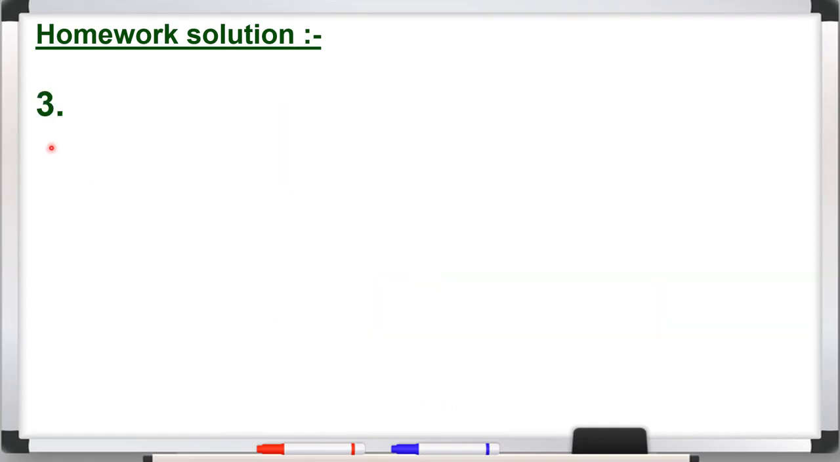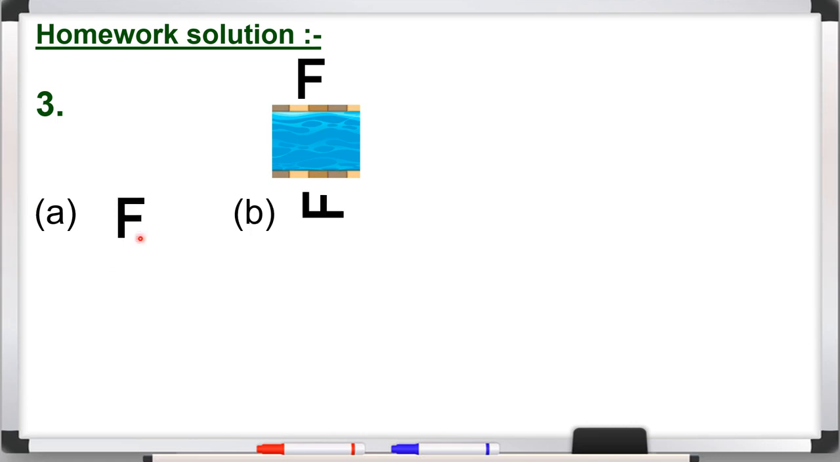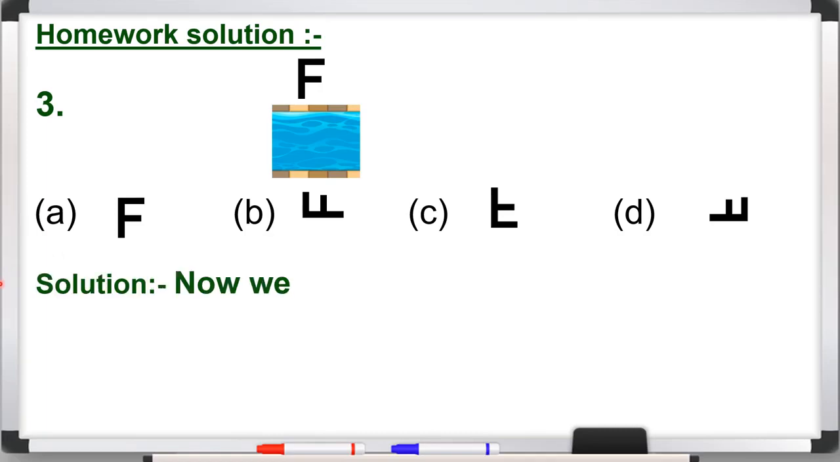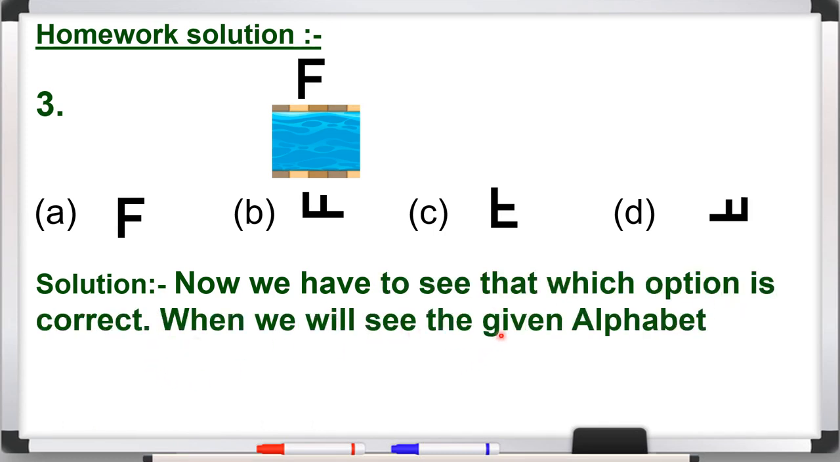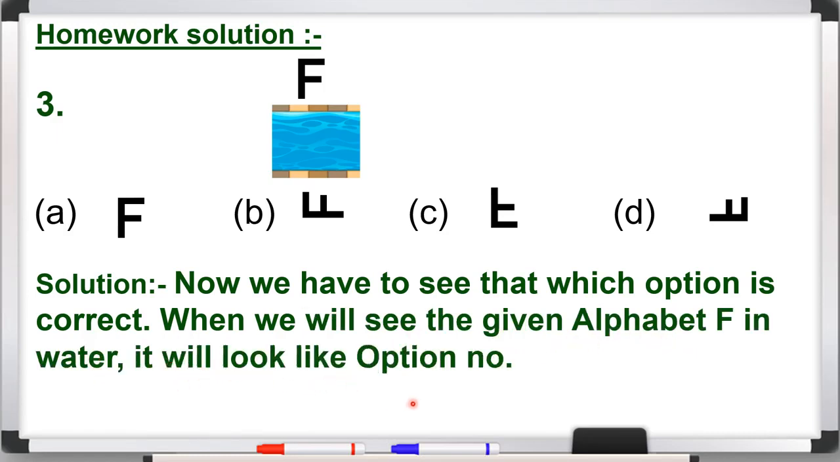Now question number 3. F. Now we have to see the water image of F and our options are A like this, B like this, C like this, and D like this. Okay, so now we have to do its solution. Now we have to see which option is correct when we see the given alphabet F in water. It will look like option number C like this.